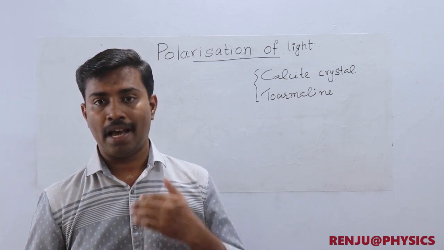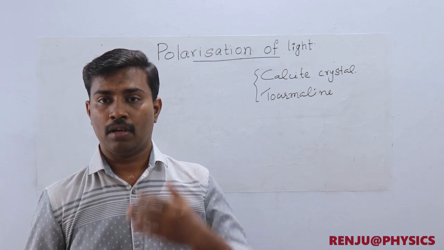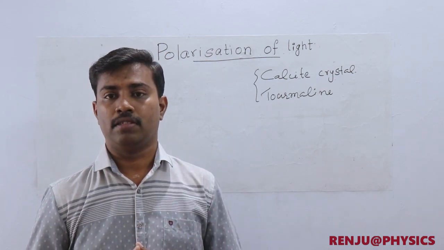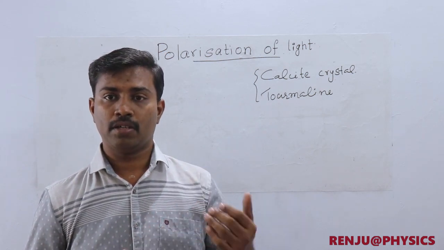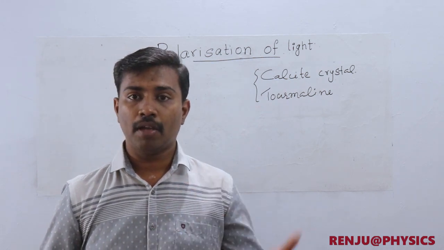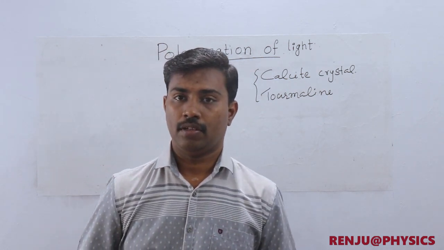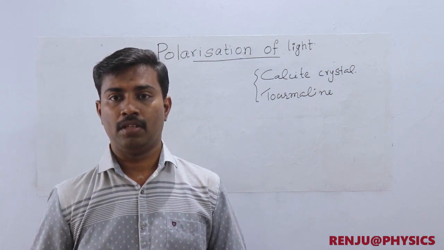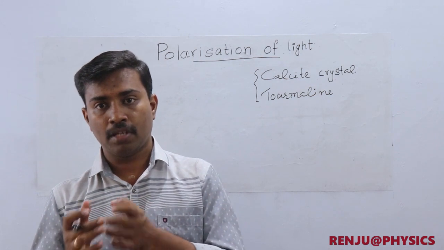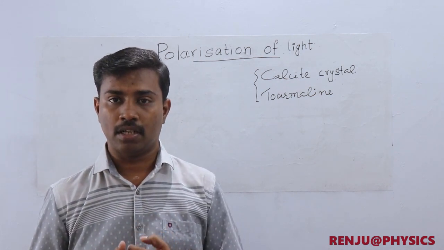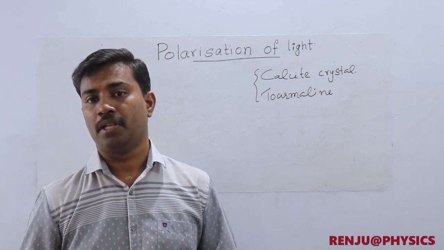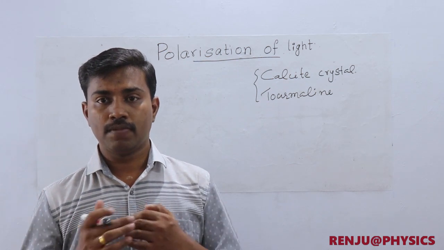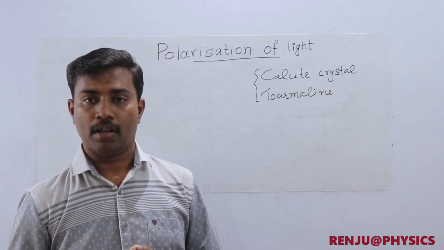When light is passed through the crystal, the vibration parallel to the crystallographic axis passes through, and all other vibrations are absorbed by the crystal. That means the light coming out from the calcite or tourmaline crystal contains only one vibration. This phenomenon is called polarization.